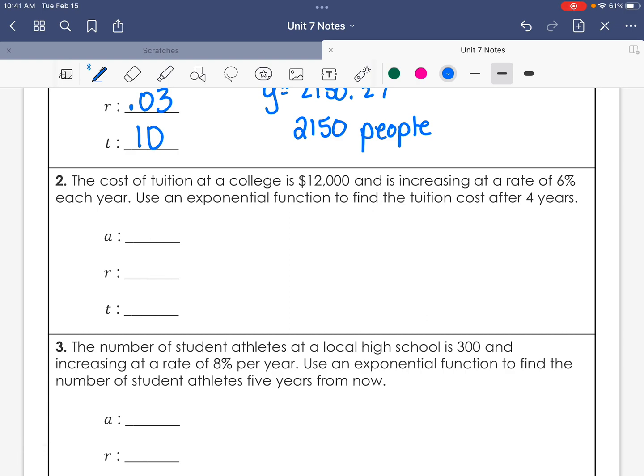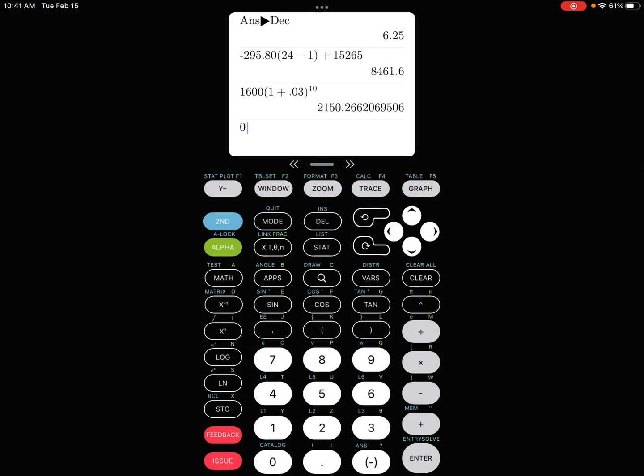The next one is the cost of tuition at a college. It's $12,000 and it's increasing at a rate of 6% each year. Use an exponential function to find the tuition cost after 4 years. So just like before, the initial amount is 12,000. This time the growth rate is 6%, so we're going to do 0.06. And the time given to us is 4 years. So that means we're going to substitute these into the formula: 1 plus 0.06, and then the exponent is 4.